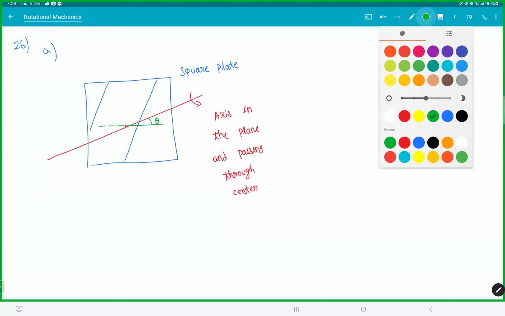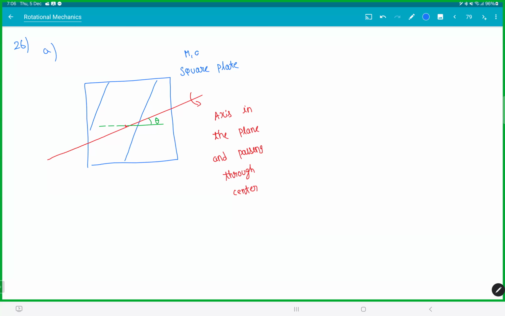Mass of the square plate is m and side a. Find the moment of inertia. Meaning, if you look at the side view, it would kind of look like this. This would be the perpendicular.